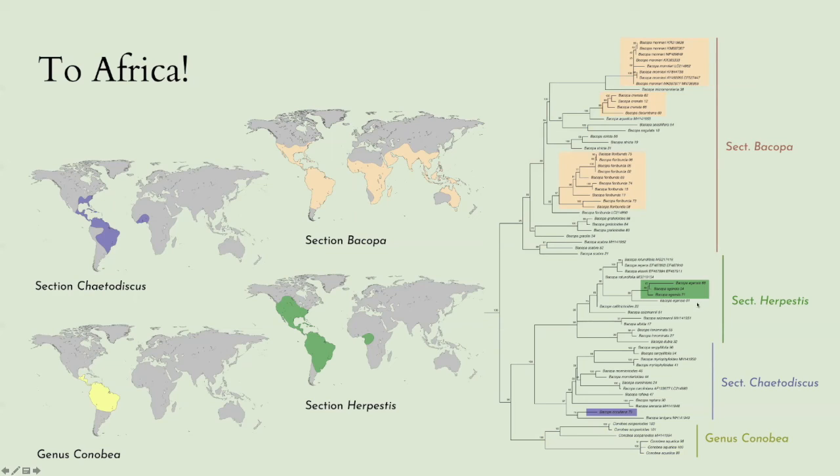Section Herpestis, this was something we studied a little bit earlier, the species Bacopa egensis, which is found in South America, Central America up through Mexico, has been found in North America as an adventive species, and then also found in West Africa. And then this other species from section Chaetodiscus, an African-only species, Bacopa occultans.